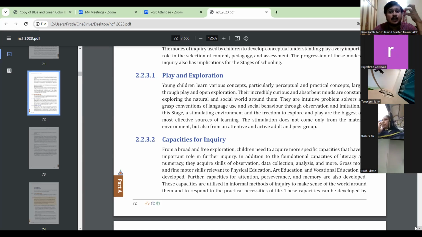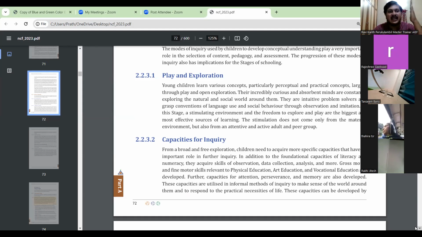Children at this stage are very curious, isn't it? And very absorbent. They can absorb anything which they observe. So that helps them in understanding the natural and social world which is around them. They are intuitive problem solvers, and grasp conventions of language use and social behavior through observation and imitation. They are observing what people are doing around them.